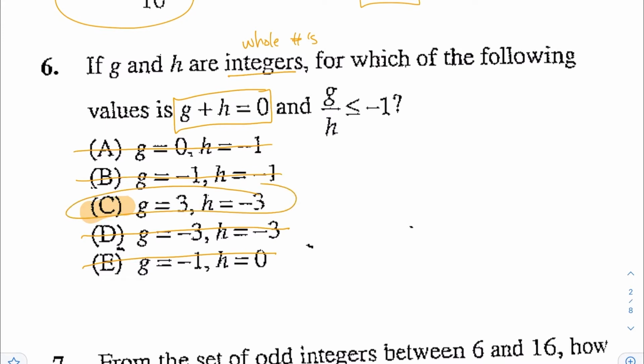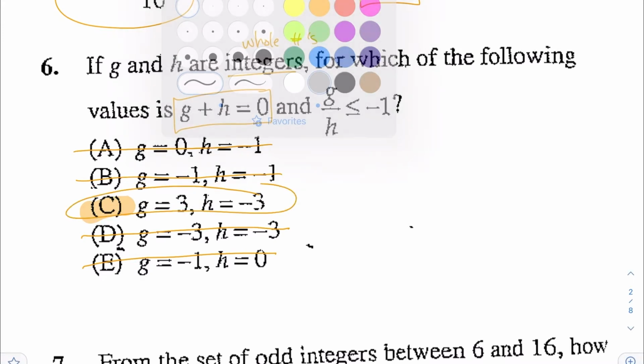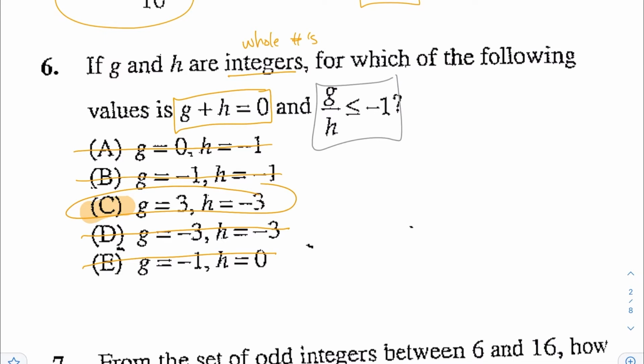Now we can always double check with the second requirement. G divided by h, would it be less than or equal to negative 1? And if you substitute in, that will be 3 divided by negative 3. You want to see if that's less than or equal to negative 1. Well, 3 divided by negative 3 is negative 1. And negative 1 is less than or equal to negative 1 because we have that strong inequality. So everything does check out. The answer is C.